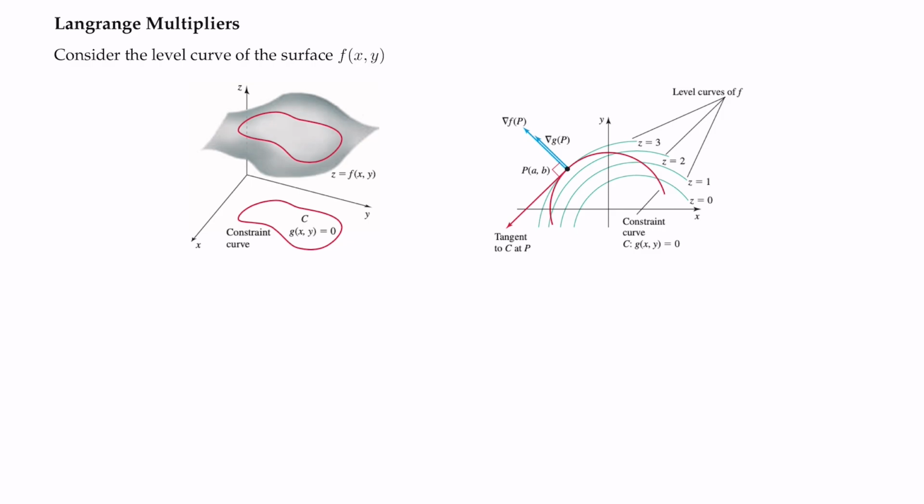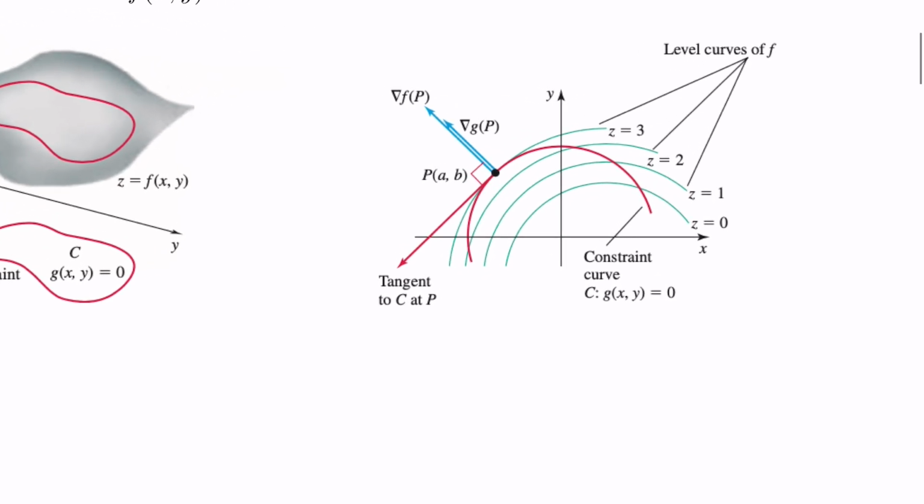Now imagine moving along the red constraint curve, parameterized using the equation g of x comma y equal to 0, toward the point P equal to a comma b. So let's assume that you start at this point and move along this red curve toward the point P equal to a comma b. As we approach P from either side of P, the values of f evaluated on C increase. As you can see, if you stand here and then move to this point, then the value of z increases from 0 to 1 to 2, and so on and so forth.